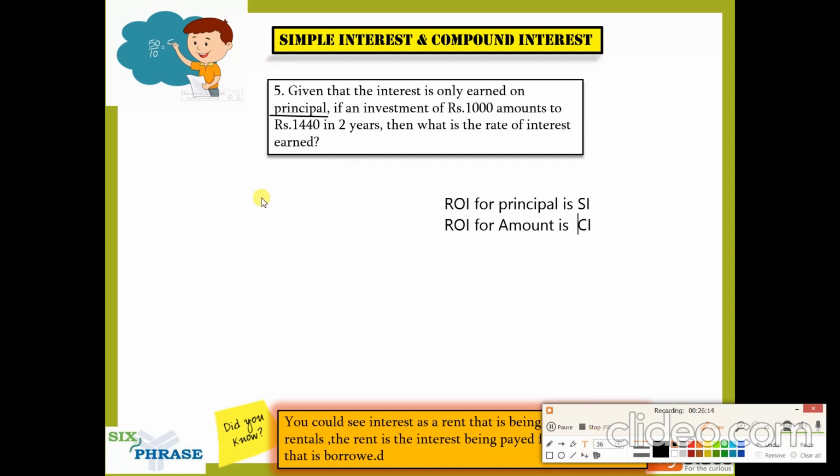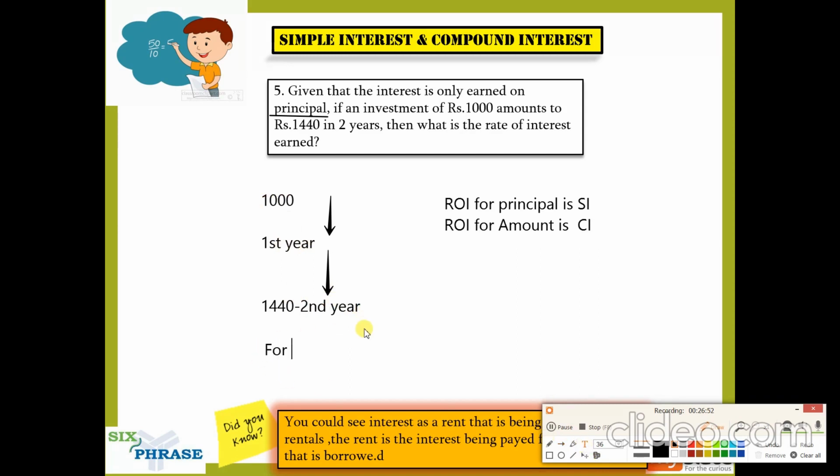It says in 2 years, so 1000. This is 1 year. First year we don't know what the amount is. Second year we know it is 1440. So 1440 is what happens in the second year. Now you know in simple interest the interest for the first year and second year will be the same. Am I right? So what is the total interest garnered for 2 years?